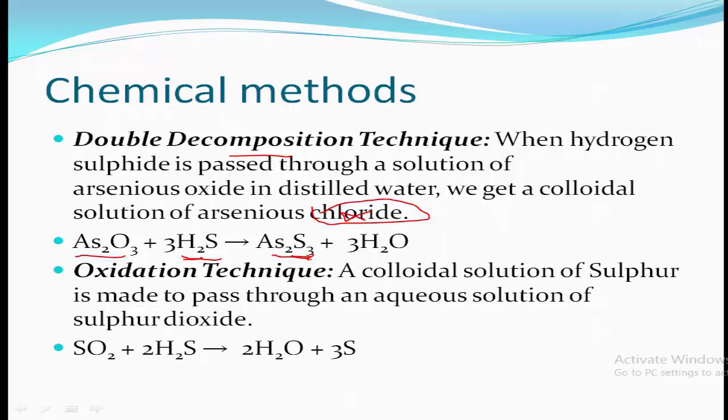So here the double decomposition of the molecules will take place. In double decomposition, arsenious oxide will undergo decomposition and hydrogen sulphide will also undergo decomposition. First they will split up into different atoms or molecules, then they will rearrange and form arsenious sulphide salt along with the water.